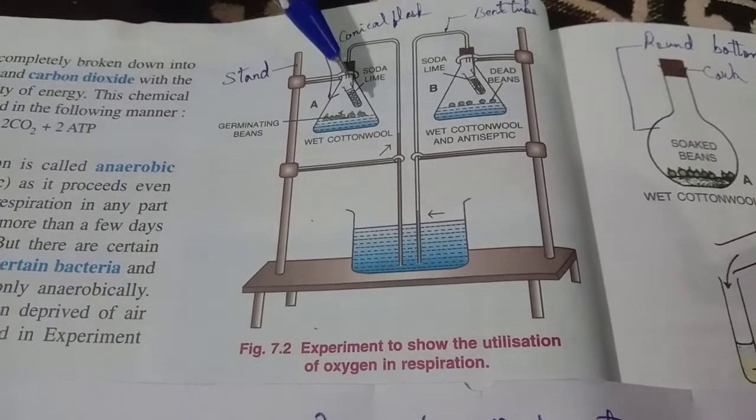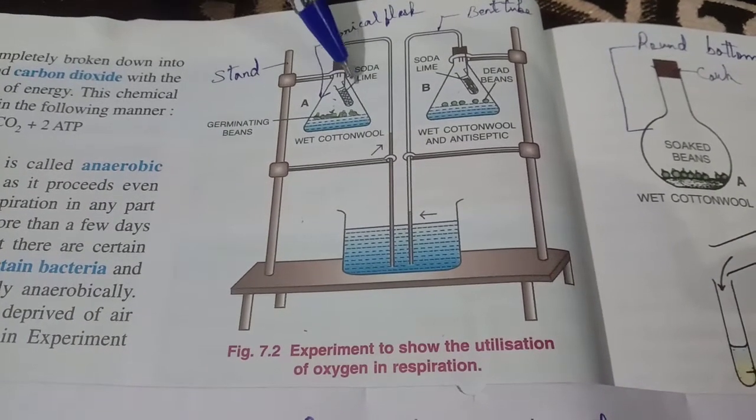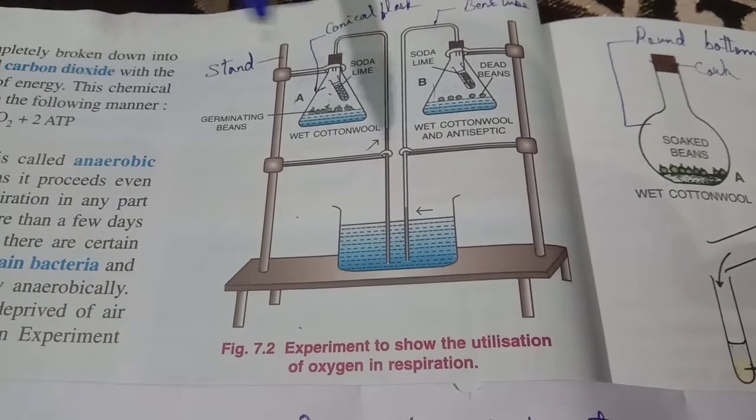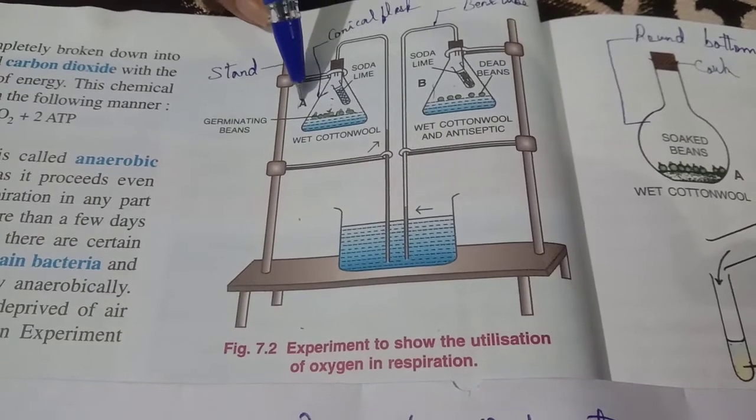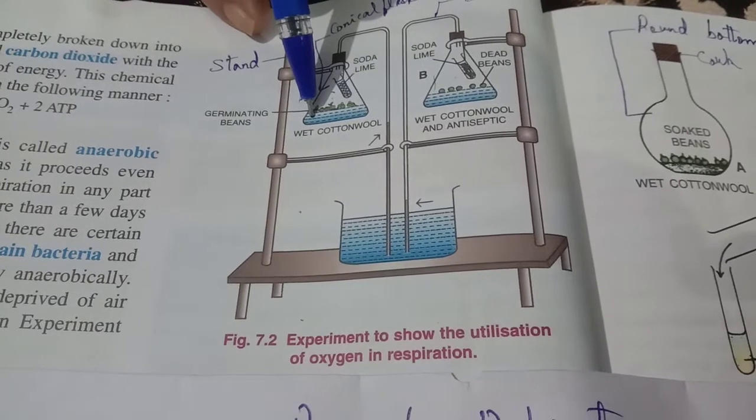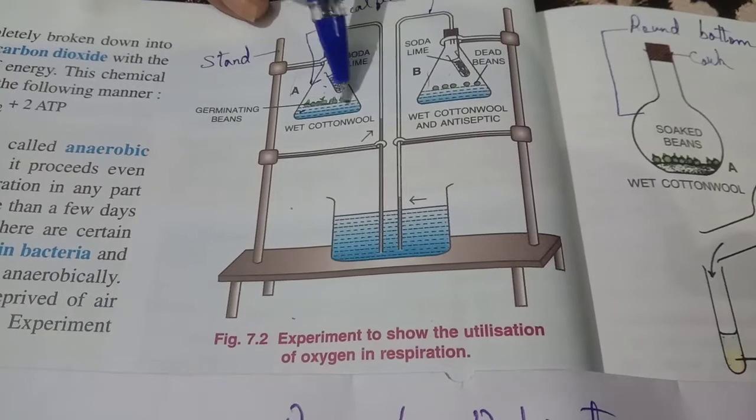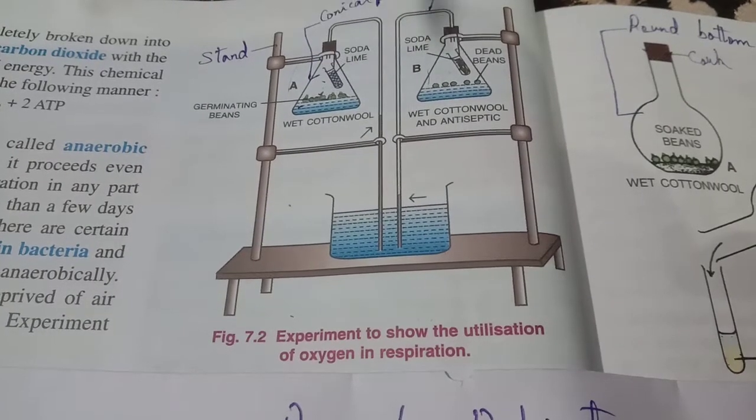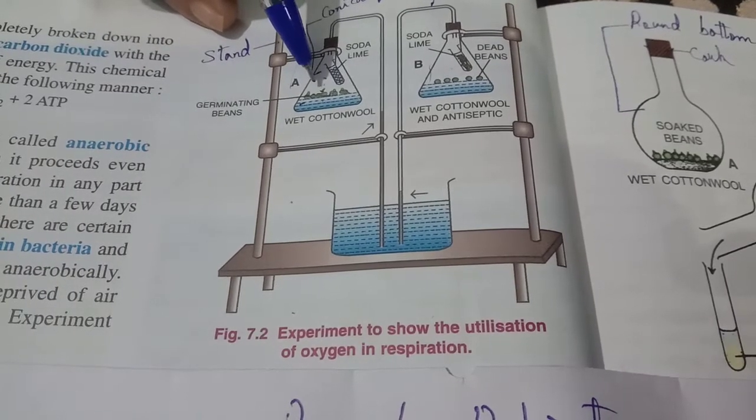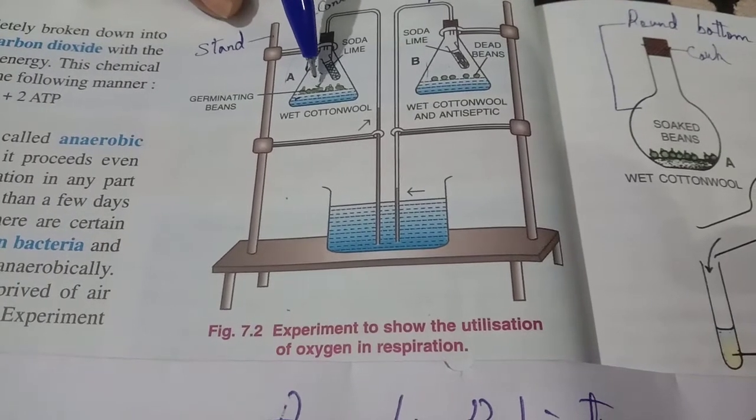What are we taking? We are taking two conical flasks. Why are they called conical flasks? Because they are shaped like a cone, that is, a triangular shape. So we mark them as A and B. Clear? This is wet cotton wool. We take some amount of wet cotton wool and introduce it at the bottom of the two conical flasks. Clear?